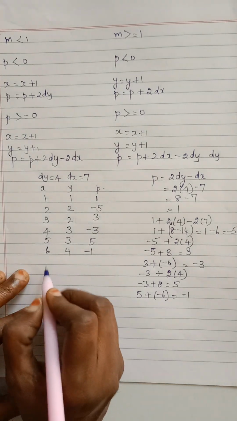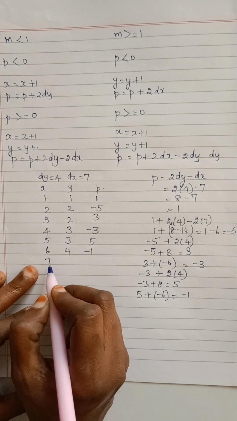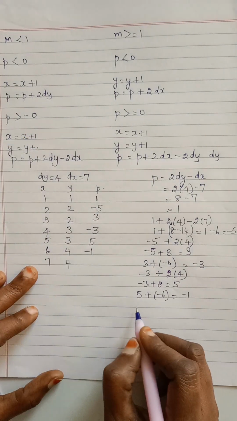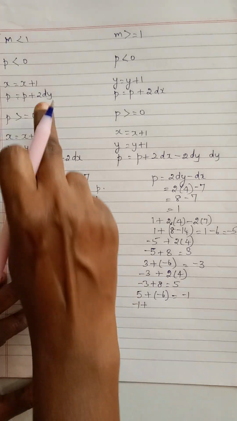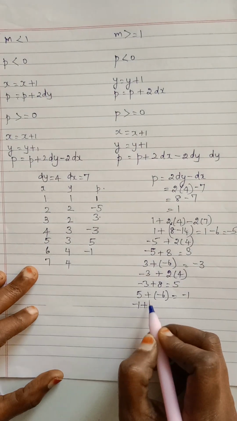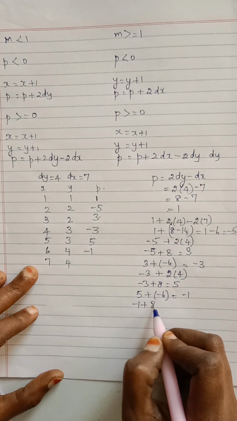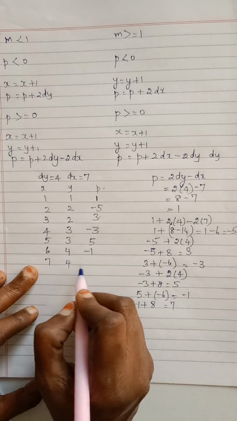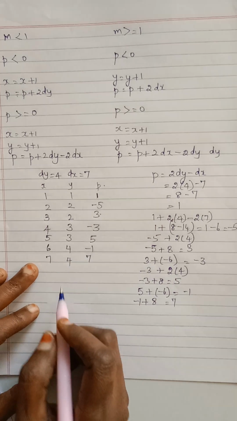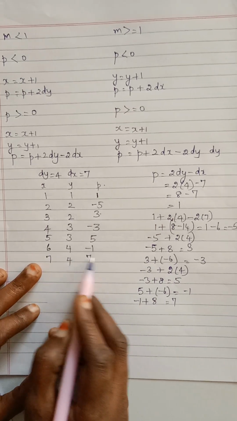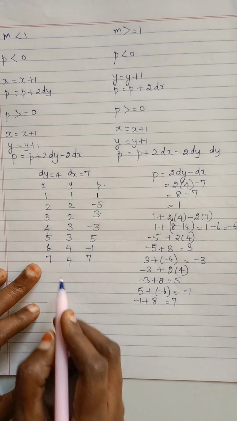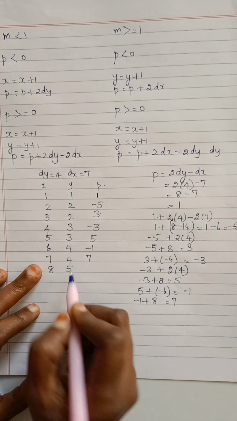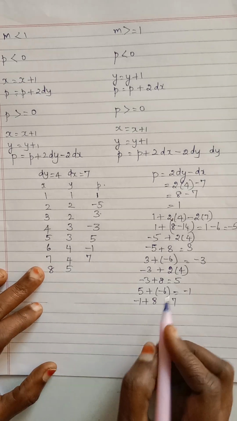So here x will be incremented by 1, 7, y will be the same, and the p value is minus 1 plus 2 into dy, that is 2 into 4, which is 8. So minus 1 plus 8 will become 7. So here next p becomes positive, so it will go to this condition. Here x becomes 8 and then y becomes 5, and we can find out the value of p.